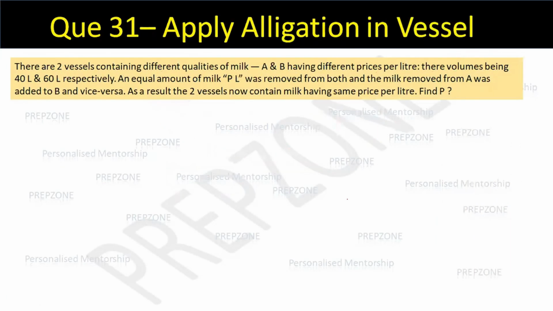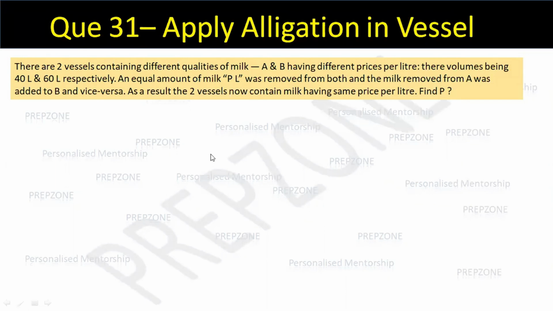Let's move on to the next topic, allegation. A good question, tricky, take 2 minutes. Let's understand this question. It's a very good question. All the students, I think you have done it. Brilliant. Answer is 24. So now let's see.